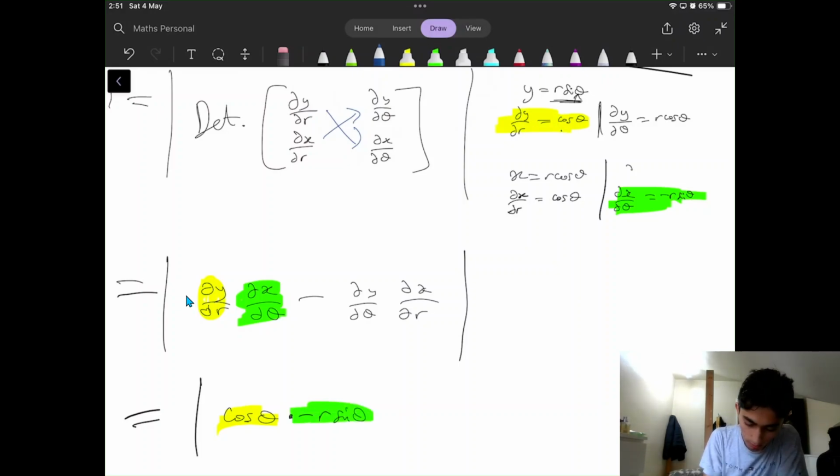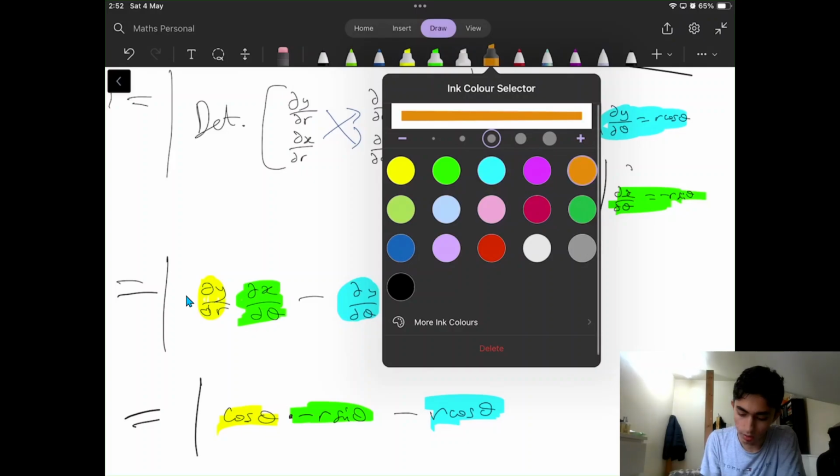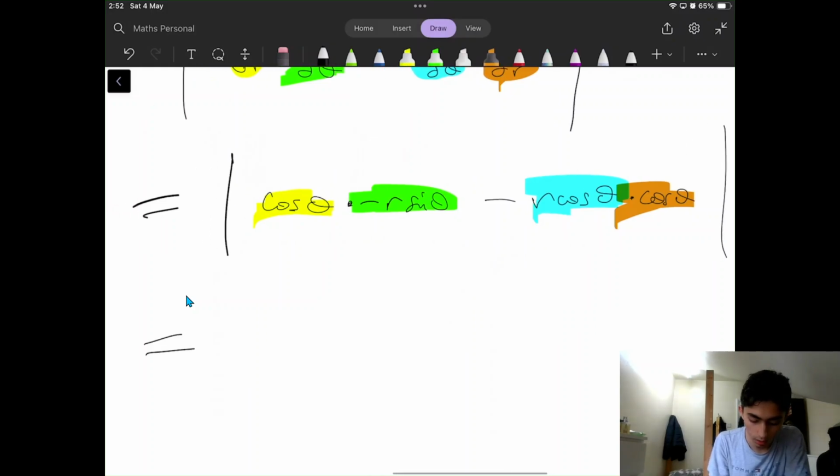Then we have the minus sign in the middle, and partial y over partial theta, which I'll do in blue, or cyan. I think it's a light blue anyway. Partial y over partial theta is r cosine theta, like this. And finally, oh, I'm running out of highlighter colors. Let me use orange. Partial x by partial r gives us cosine theta, right? I'll do that like this, and we have the absolute value going around it. So if I make this simpler, we get negative r.